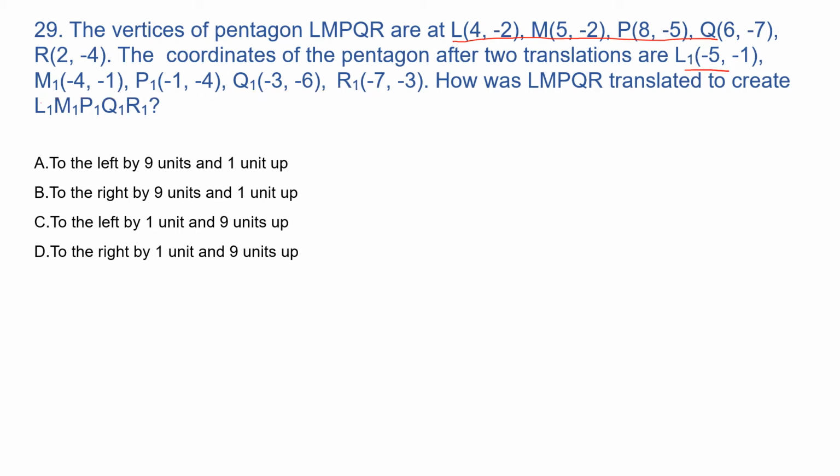What happens from L to L sub 1? Our x value goes from 4 to -5. From 4 to -5, you're subtracting 9, because 4 minus 9 gives me -5. Let's see what happens with M. From 5 to -4, again you're subtracting 9. P to P sub 1, you're subtracting 9. And from 6 to -3, again, on all of these you're subtracting 9.